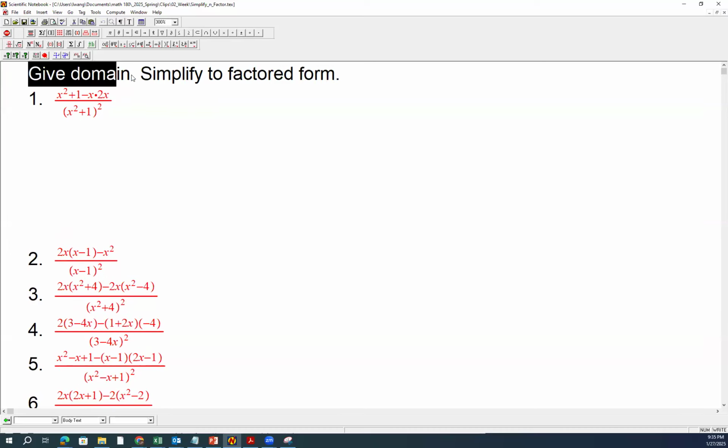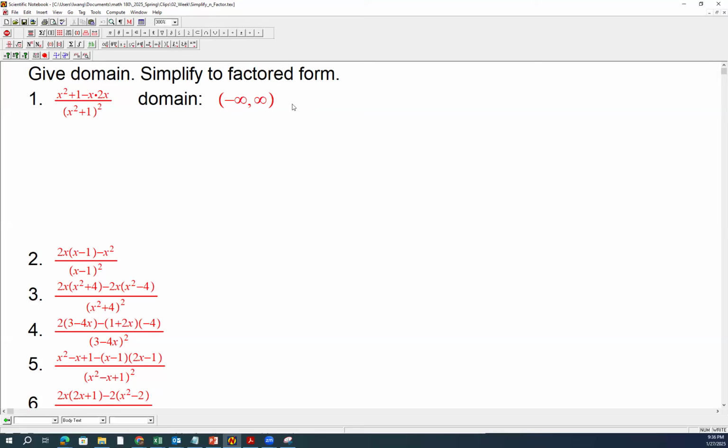we want to find the domain, right? Our denominator is (x squared plus 1) squared. So for the domain, x squared is always positive or 0, right? Therefore, the domain is all real numbers, from negative infinity to positive infinity.